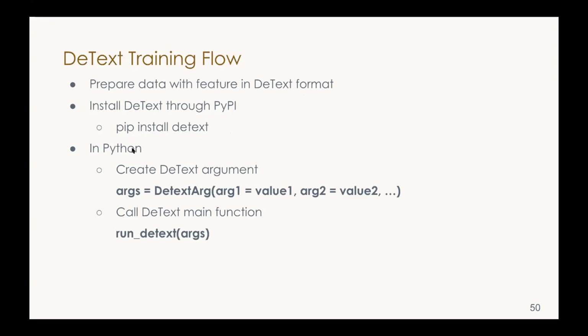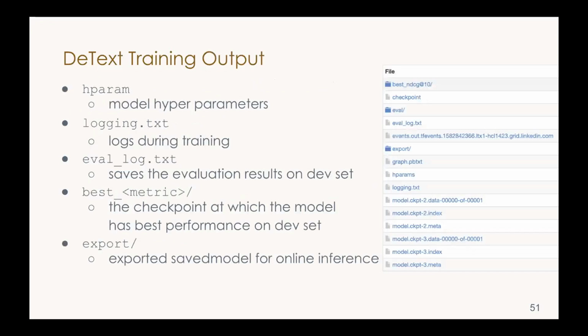And so after you install DeText, you can create a DeText argument, say with the configs that we previously mentioned, through a simple command, say args equals DeText arg, and then you specify your argument with their corresponding value. And then you can just call the DeText main function and import the run DeText function from the DeText package. And then with this command, you will trigger a training process, and then you'll get the resulting model and output.